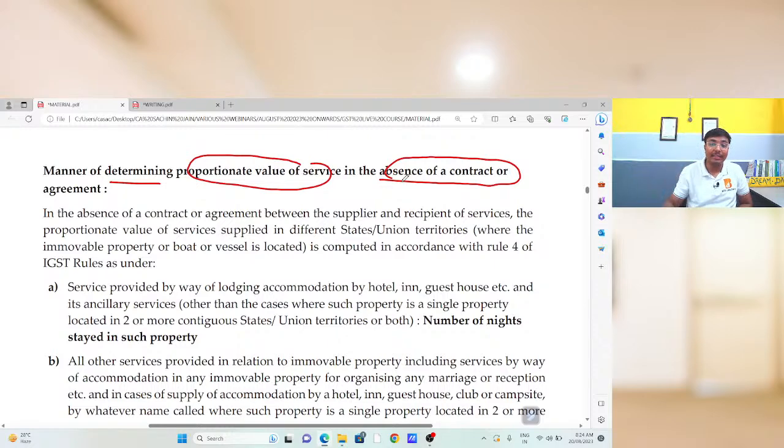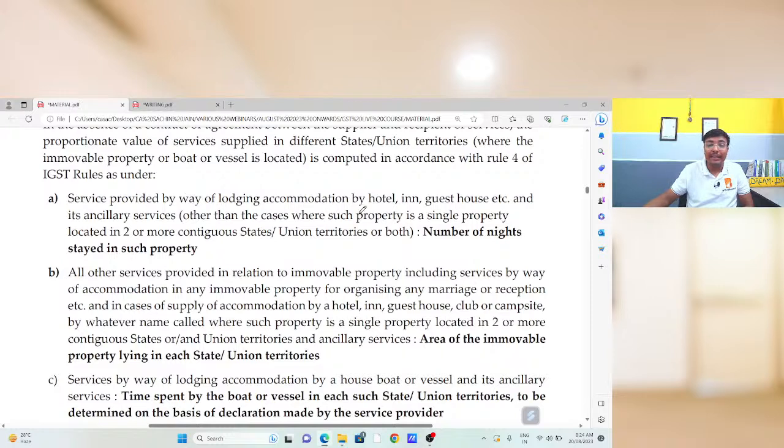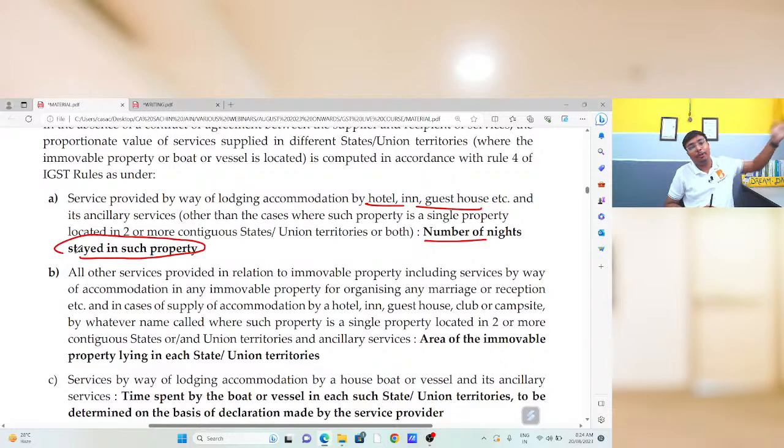Now, second scenario, if no contract is available, in case of hotel or guest house, the proportion will be the number of nights stayed in such property. Suppose I am going to stay in Rajasthan for 5 days, in Gujarat for 5 days, in Tamil Nadu for 10 days, and in Maharashtra for 15 days. In that case, the place of supply will be decided according to the number of days I have stayed in the particular property.